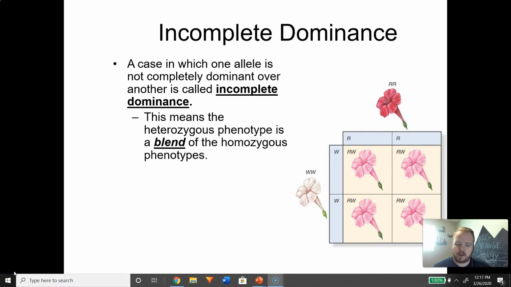But it's not a true blend, because if I cross two pink flowers, I would get a red and white flower. So it's not a true blending. It's just that when put together, they express a combination of the traits.